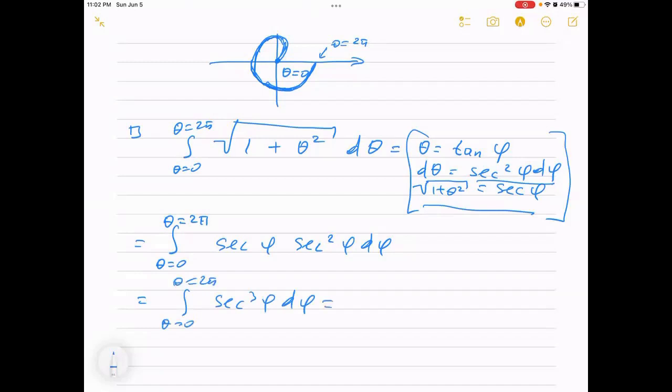So recall what the antiderivative of secant cubed is. It is 1/2 times secant phi tangent phi plus the natural log of secant phi plus tangent phi. And we're doing it from theta equals 0 to theta equals 2 pi.